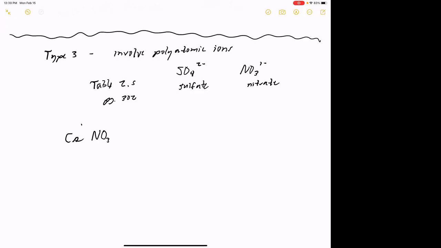Cesium is over in group 1A, so it carries a 1 plus charge. Nitrate, by definition, has a 1 minus charge. And as you familiarize yourselves with these polyatomics, you want to remind yourself that the polyatomic has a formula, a charge, and a name, right? So NO3 1 minus is the formula. Obviously, the 1 minus is the charge that it takes, and nitrate is the name of the ion.